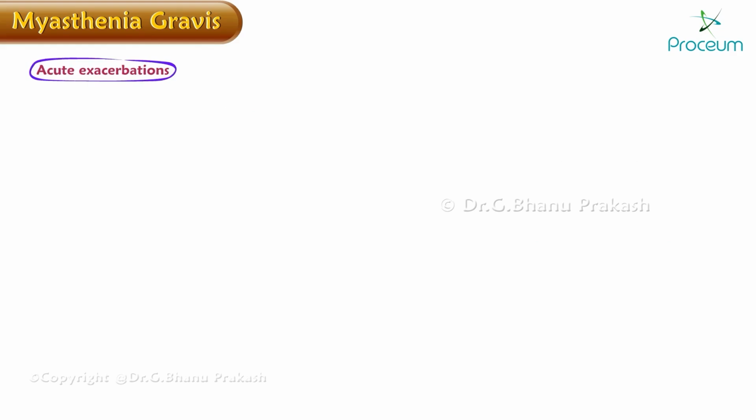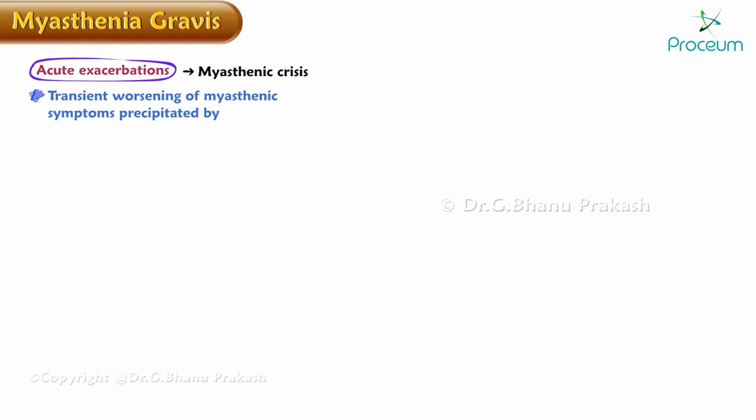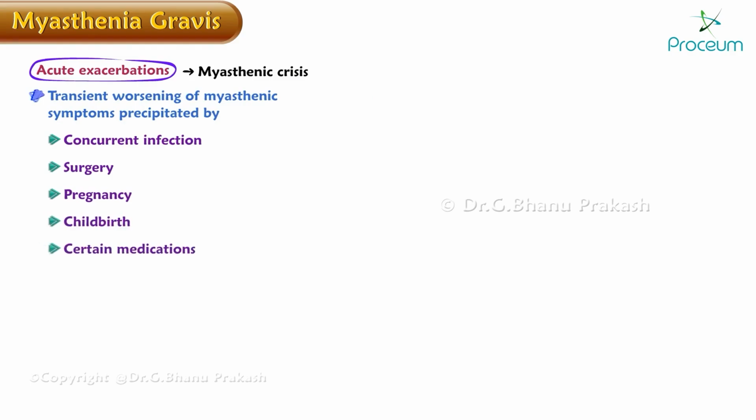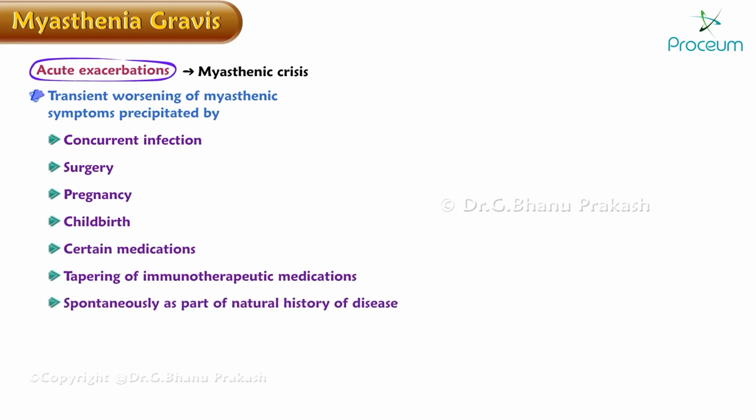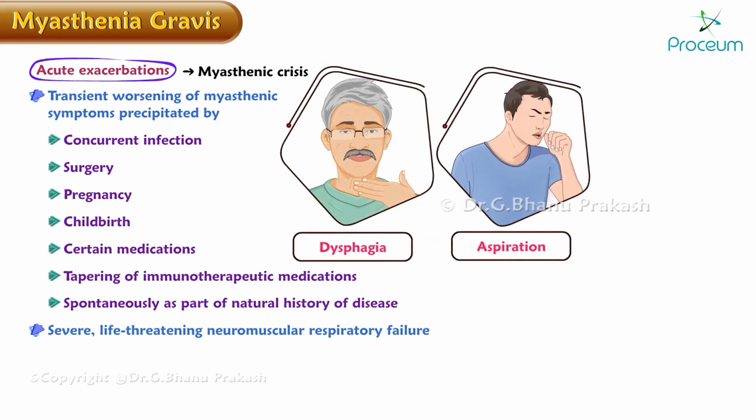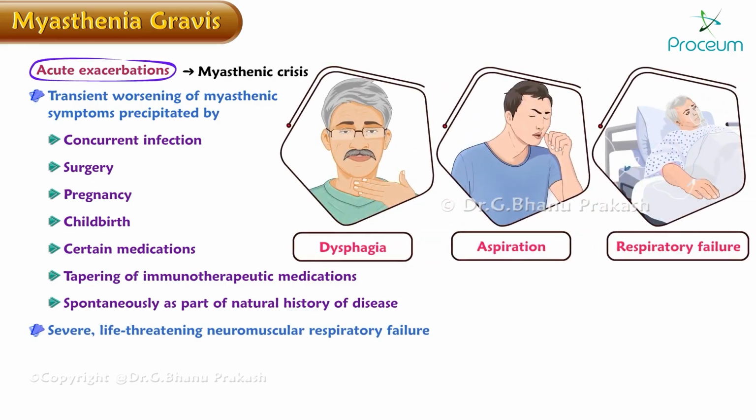Acute exacerbations. Myasthenic crisis. Transient worsening of myasthenic symptoms can be precipitated by concurrent infection, surgery, pregnancy, childbirth, certain medications, tapering of immunotherapeutic medications, or spontaneously as part of the natural history of the disease. When severe, patients are at risk for life-threatening neuromuscular respiratory failure, referred to as a myasthenic crisis. Severe bulbar weakness that produces dysphagia and aspiration often complicates respiratory failure.